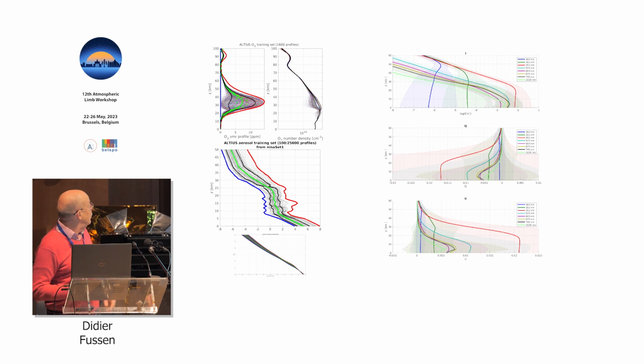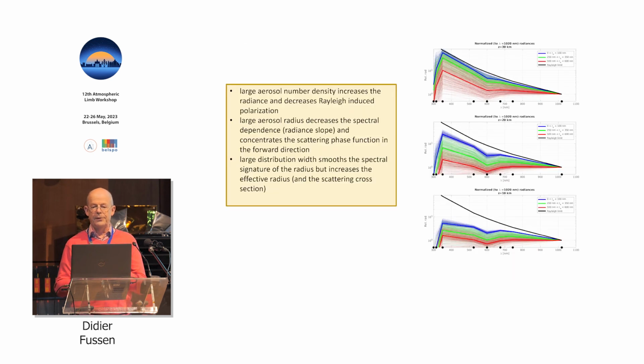Okay, so on the left side you have the ozone profile of the big training set. Here you have the aerosol number density profile. This is air, and the 3 Stokes vector components at 8 wavelengths. You see them here as a function of altitude, and you see the spread corresponding to the domain we are exploring with this training set.